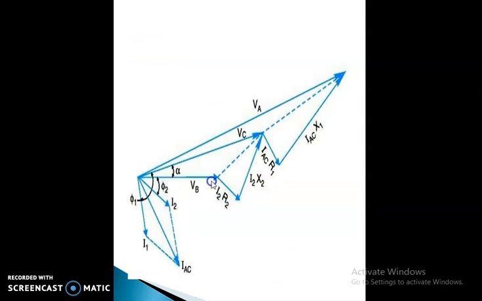This is the VB voltage, and the drops are the resistive drop I2R2 and the reactive drop I2X2. This one is the VC line, this is ISC times R1, ISC times X1, and this line is your VA line. Alpha is the angle between VC and VB, phi 1 is the angle between VC and I1, and phi 2 is the angle between VB and I2. This is the resultant of the currents I1 and I2, that is your ISC. So the ISC current is resolved into two components, I2 and I1.